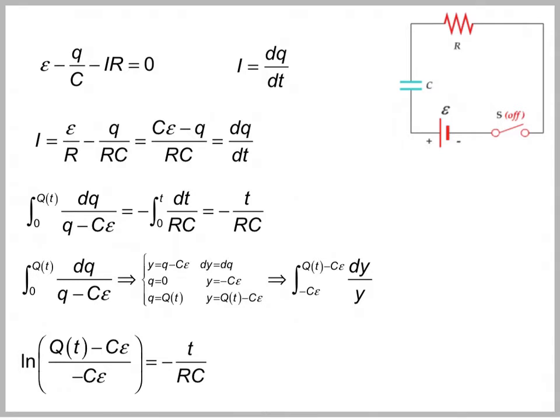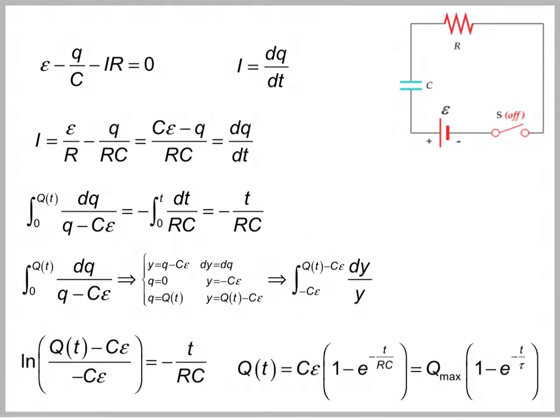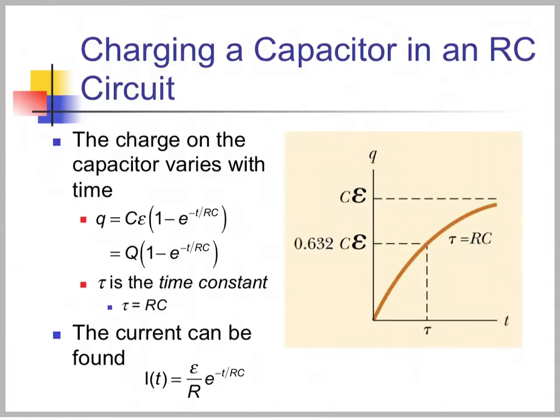We need to solve this for q, so in order to do that, first we're going to take both sides raised to the power of e. And then we can do that and solve for q. Q is equal to CE times 1 minus e to the minus t over RC, where CE is the maximum value of the charge on the capacitor. And we're going to call RC, which has to have units of time in order for this exponential to work, by the variable tau. It's going to be something called the time constant.